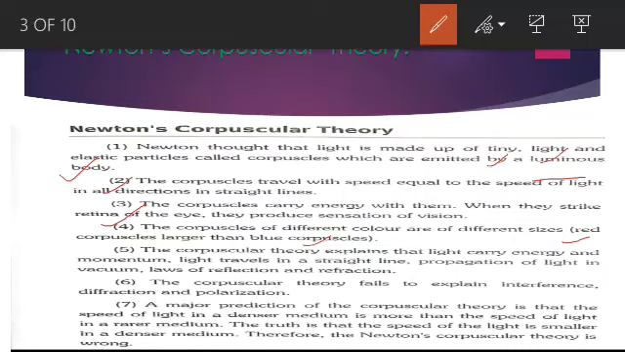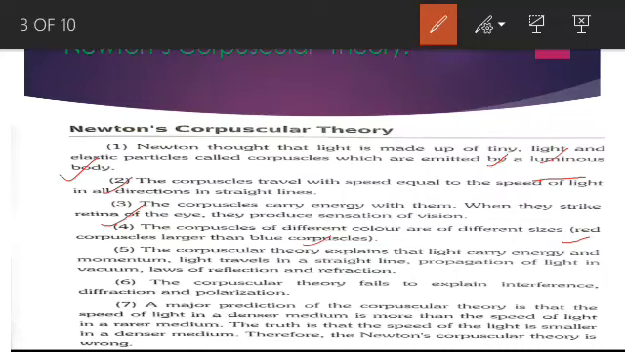In the fifth postulate, Newton explains that light carries energy and momentum, travels in a straight line in vacuum, and explains the laws of reflection and refraction with the help of this corpuscular theory. So, with the help of corpuscular theory, different phenomena of light, such as the laws of reflection and refraction, the travelling of light in a straight line in vacuum, and light carrying momentum and energy, are explained on the basis of corpuscular theory.